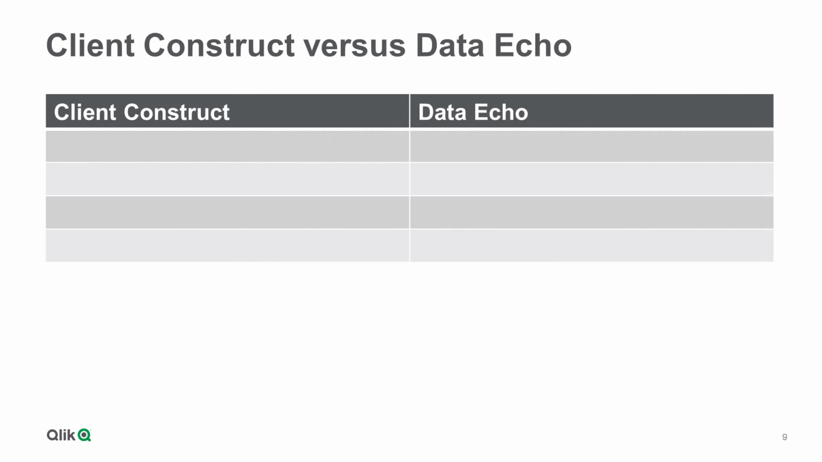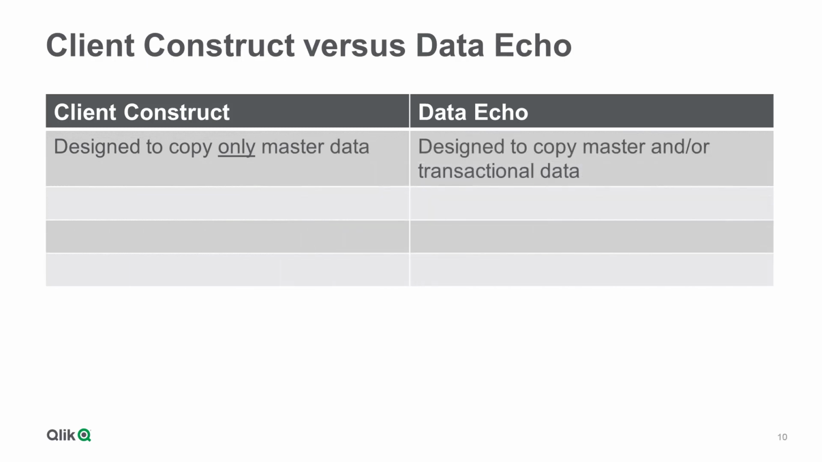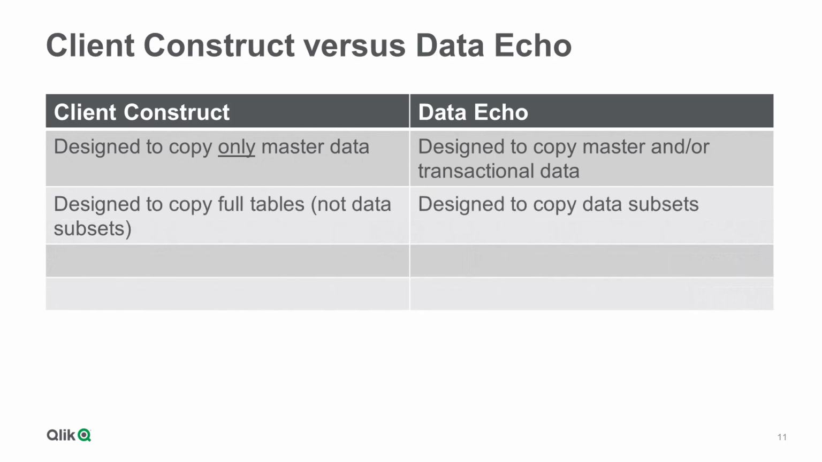Client Construct differs from the data echo component in the following ways. Client Construct is designed to copy only master data, whereas data echo copies master and/or transactional data. It is not possible to copy a subset of data using Client Construct, as it is designed to copy only full tables. Data echo must be used to copy data subsets.